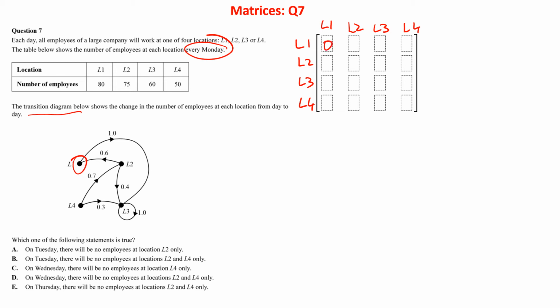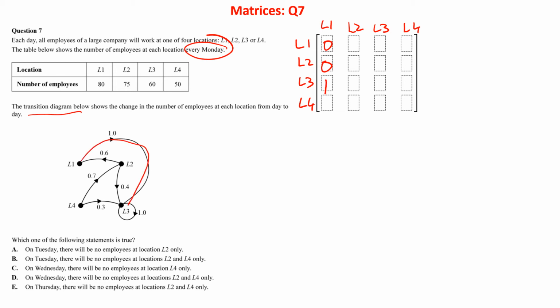So I'm going to put a 0 there. If I go L1 to L2, I'm going to put 0 because I can't go in that direction, because that's that part there. So again, I've got a 0. Now, if I go L1 to L3, so that's that one there, I have 1.